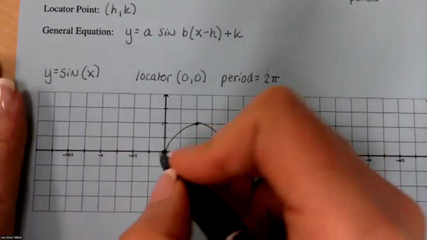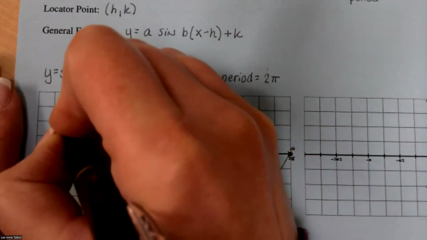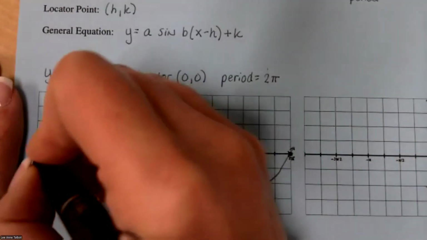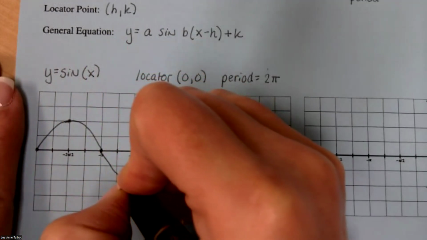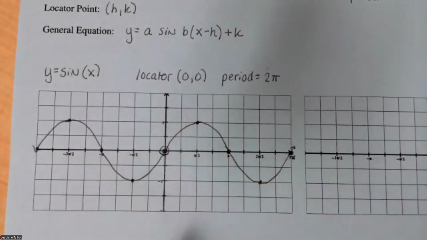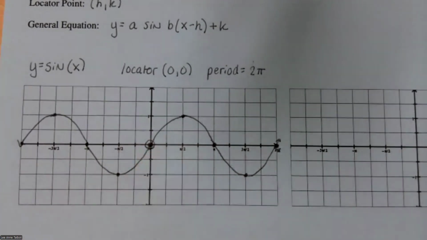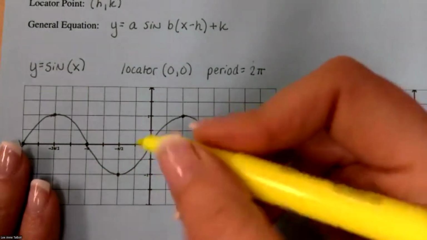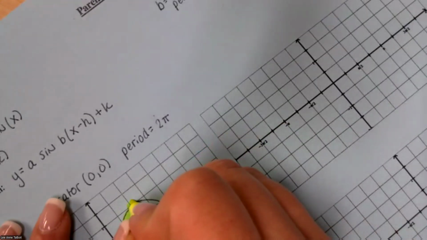Back up the train and make another wave. Circle your locator point. And the reason we do that is because waves are infinite all the way left and right. So I need to be able to see where you started. And then if you have the ability, highlight the first cycle.